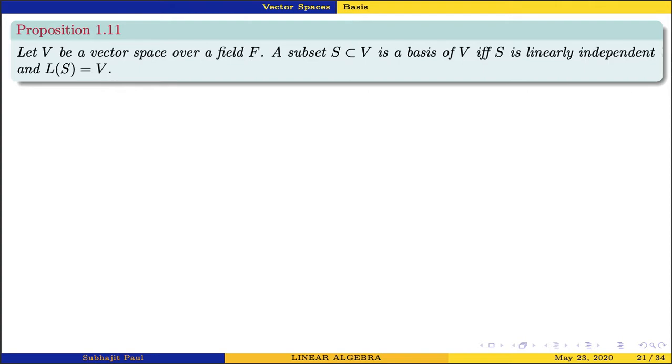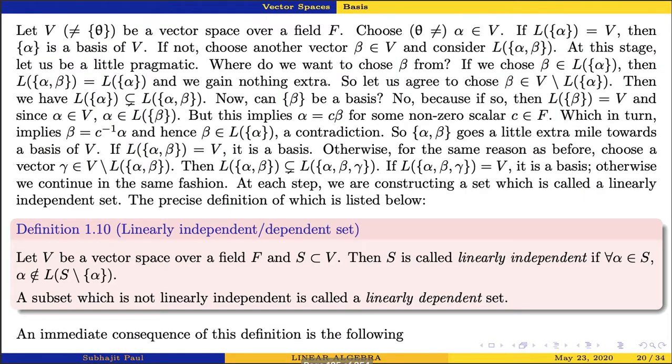This was the definition of basis you knew, and this comes as a proposition. It follows almost immediately from the definition of basis and the definition of linearly independent set. The subset S will be a basis if it is linearly independent. That means no proper subset of this generates the same span. That was the definition of linear independence.